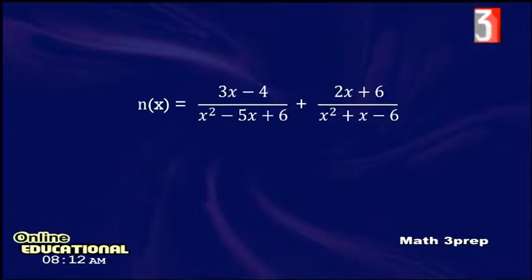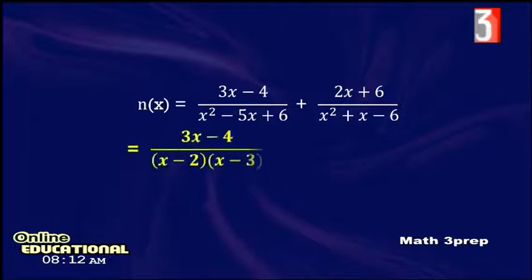2 by 3. And the last term is positive, so they are like each other as the middle, so both brackets are with a negative sign. So the first part will be (3x minus 4) over (x minus 2)(x minus 3). Plus, what about the other part?